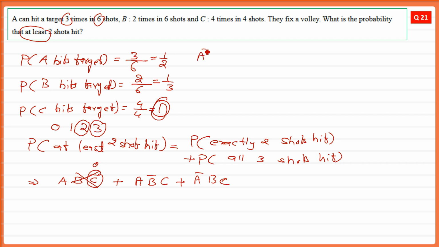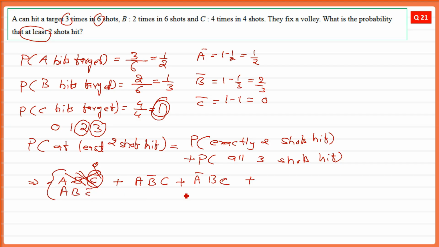Why? Let me compute the probability of not hitting. So A bar, A complement, will be 1 minus 1 by 2. That is A does not hit. B does not hit is 1 minus 1 by 3. That is 2 by 3. C doesn't hit means 1 minus 1, which is going to be 0. So that is why the first one I crossed it. But better is to keep it. I will urge you to keep it. A hits, B hits, C doesn't hit. So these 3 are for the probability of exactly 2 shots being hit. AB is happening, AC is happening, BC is happening.